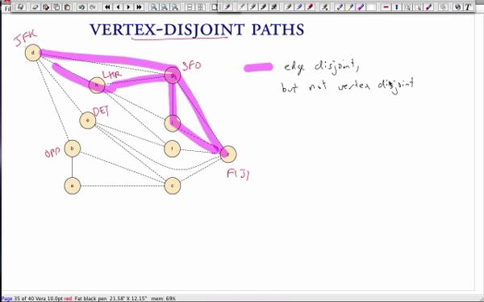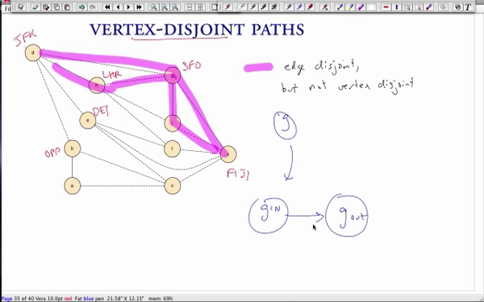Okay, I've heard the solution about three times now, so it's filtering around. The idea is that you take each of these nodes, so for example, you take G here, and you transform it into a G in and a G out. And all of the edges that were going into G, you make them go into G in, and all of the edges that were going out of G, you make them come out of G out.